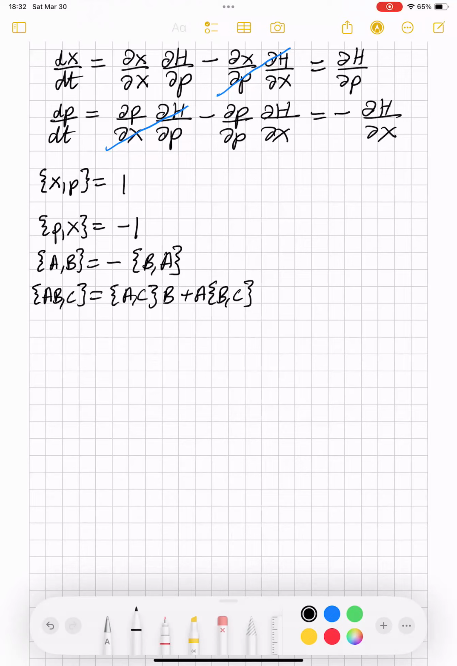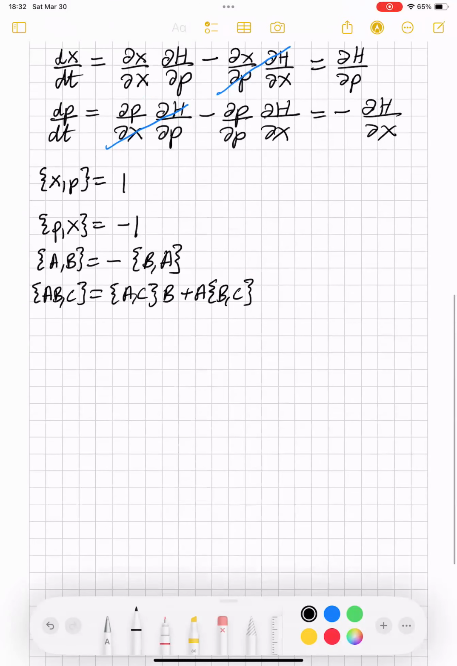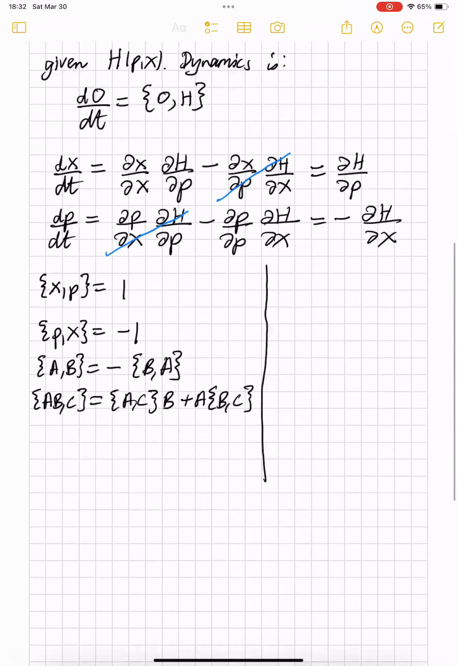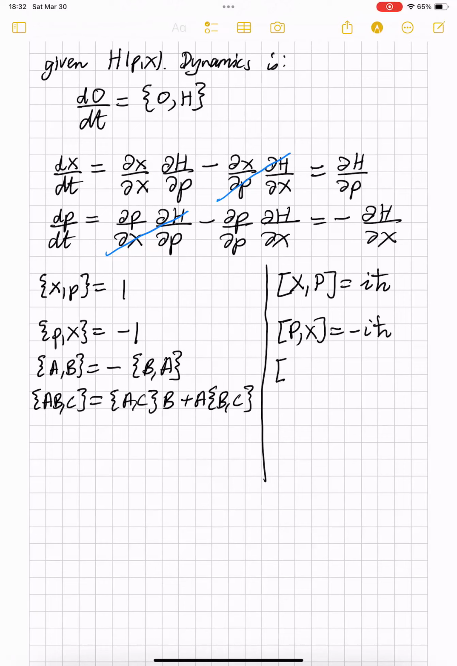So far, I have just been calculating Poisson brackets in classical mechanics. What I now want to do is calculate some commutators in quantum mechanics. Well, if we calculate the commutator of operator X with operator P, we know that this is equal to iħ. The commutator of operator P with operator X, well, that's equal to minus iħ. Also, if I've got two operators, A and B, and I calculate the commutator of A and B, that's minus the commutator of B with A.